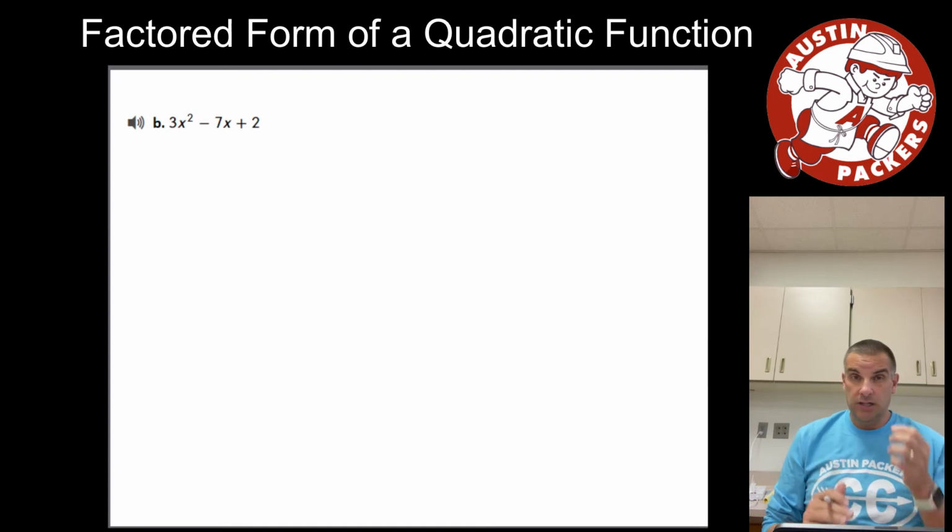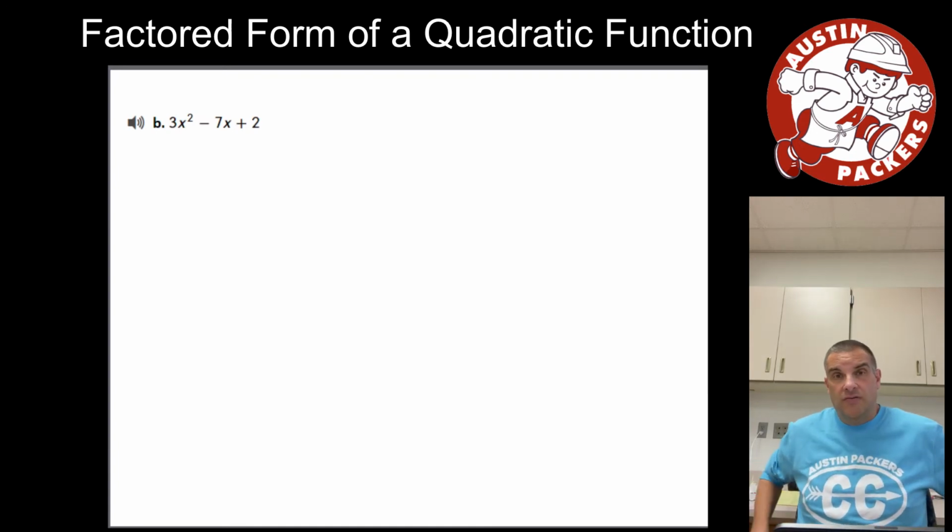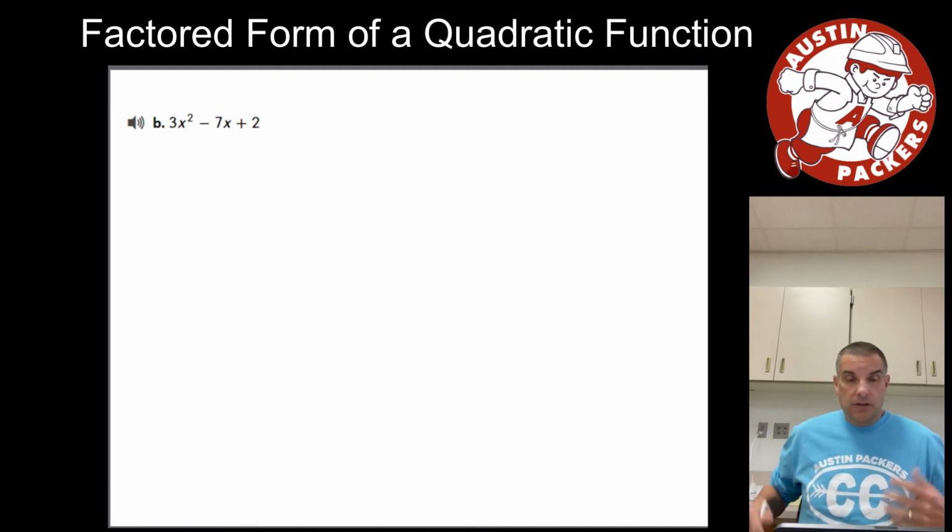The next one. Okay, so now we've got 3x squared minus 7x plus 2. We're going to factor this. Okay, and we're going to use the X method.